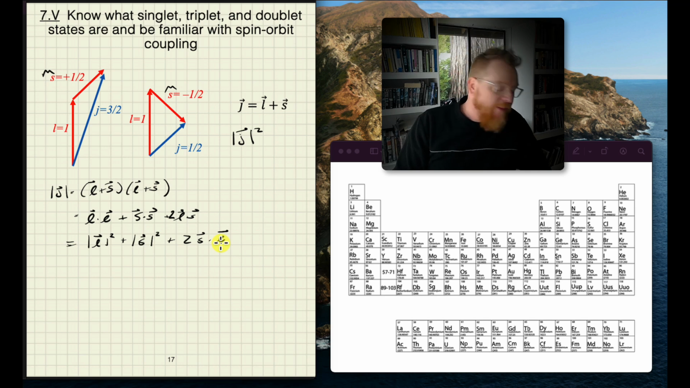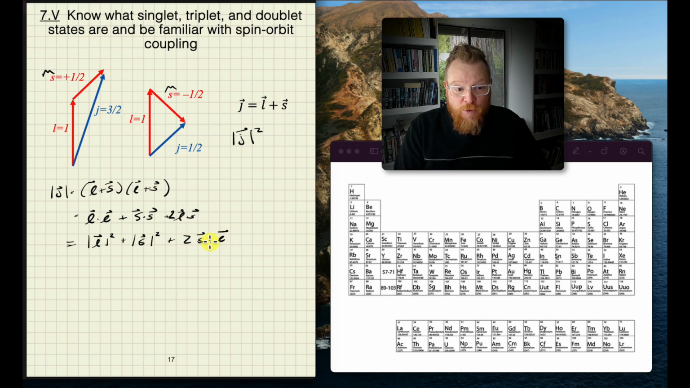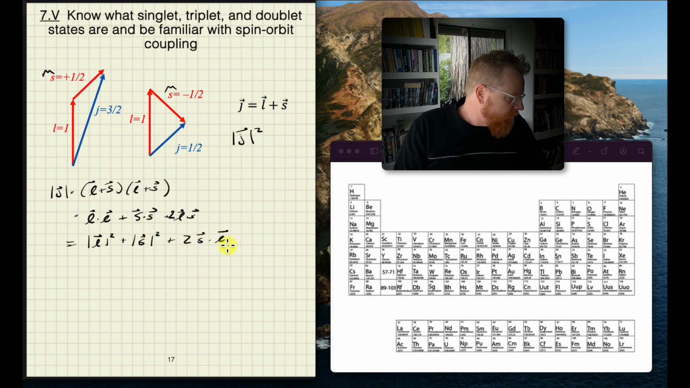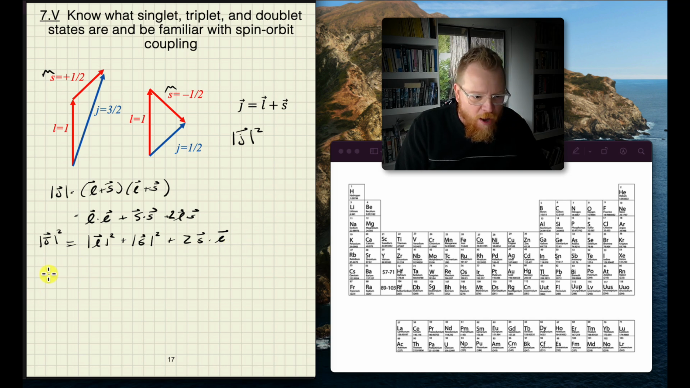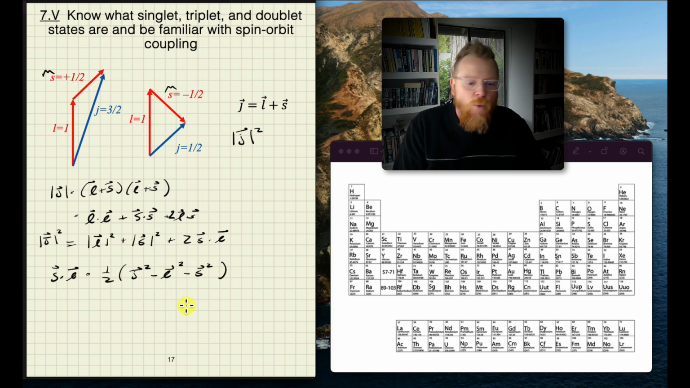Well, we noted here that the energy of this interaction is proportional to this quantity. So this is the quantity that we're interested in. So I'm going to do some algebra here and rewrite these as the following. I'm going to say the product S times L equals, and just doing some algebra, 1/2 to get rid of that 2. And now that's going to be J squared, and then we'll have a minus L squared, and then we'll have a minus S squared.